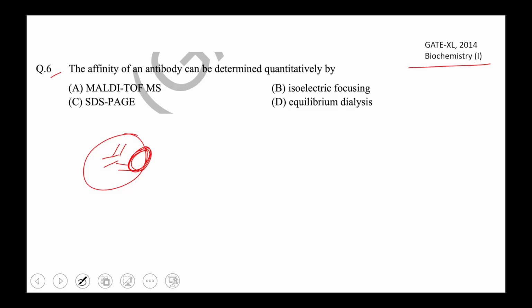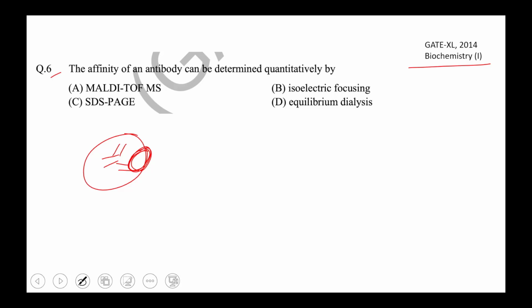So we need to check the affinity of that antibody and the antigen. The antigen is nothing but the protein molecules that we have, and in the sera we have the antibodies. Now if you want to check the interaction, there are several techniques. You can check it by Western blotting. That is a very ready to do technique.